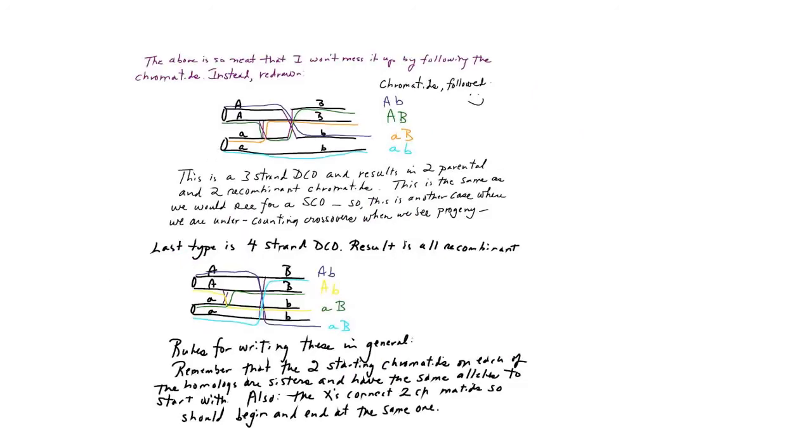Okay, so finally we can look at a 4-strand double crossover that's on the bottom of this slide. Okay, and here you get 4, all recombinant. We have big A, little b, big A, little b, little a, big B, and little a, big B, following those chromatids along. So in that case where all 4 strands are involved in the double crossover, you get equal numbers. They're all recombinant progeny.